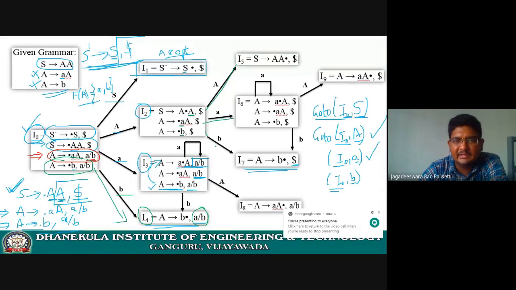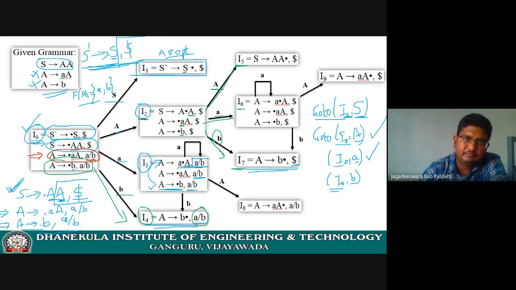So finally I get this. On I2 with respect to capital A, I get I5 as it is reduced. Similarly, on I2 with respect to small a, I reach I6. On I2 with respect to small b, I reach I7. Am I clear?